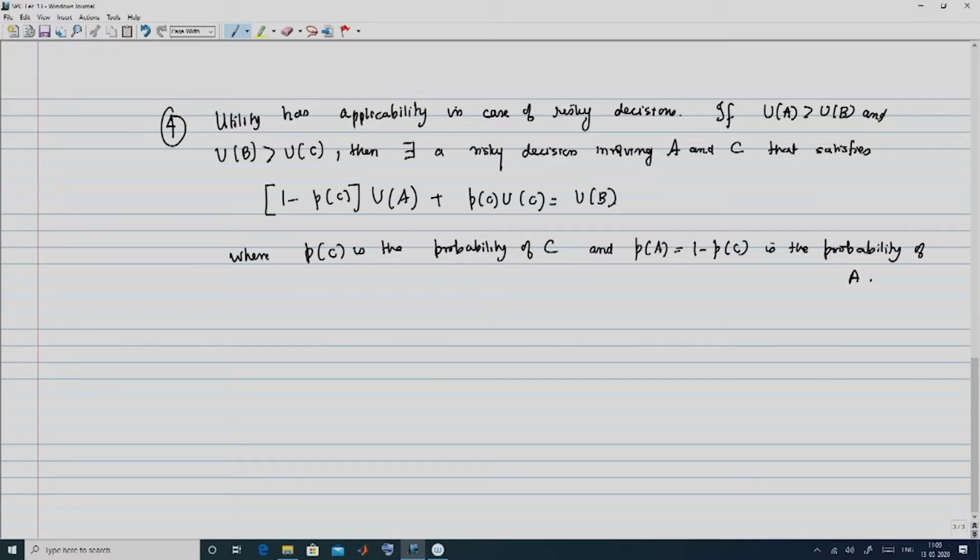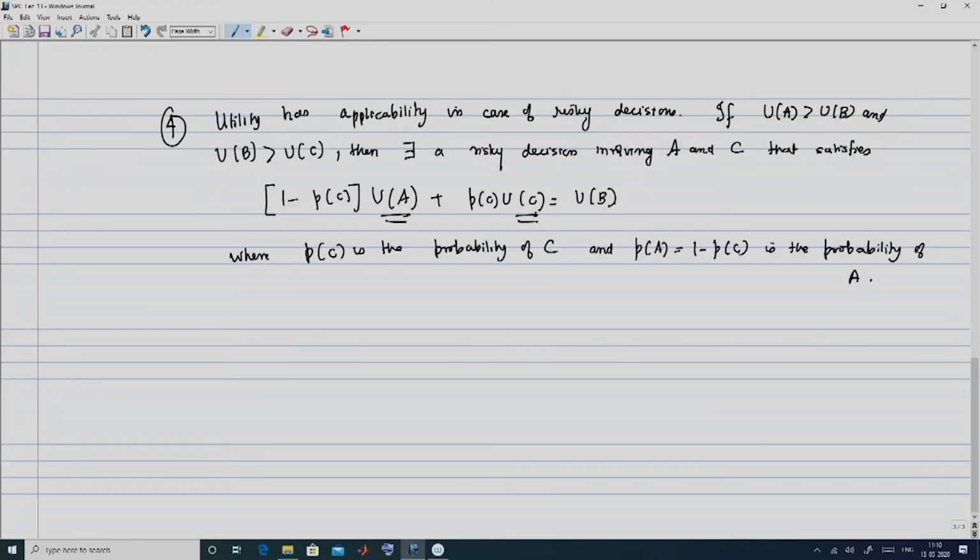So, this means that suppose that we have three alternatives A, B and C, and the utility of A is greater than utility of B and utility of B is greater than utility of C. So, that means the utility of B is sandwiched between A and C. Then you can create a risky decision involving A and C such that a linear combination in terms of probability of A, utilities of A and C will be equal to the utility of B. So, here I take utility of A and utility of C, I multiply the utility of C with probability of C and I multiply the utility of A with probability of A, which is 1 minus probability of C, and this is going to be equal to utility of B.